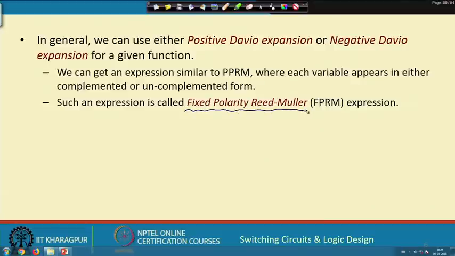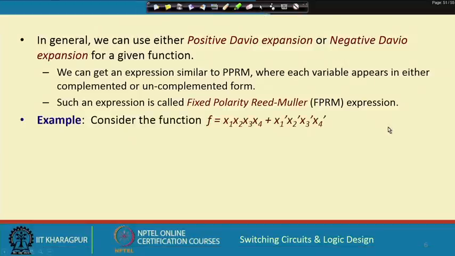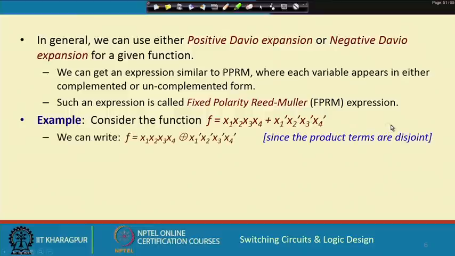expansion. Here we can use a combination of positive Davio and negative Davio kind of expansions, where as I said each variable will appear in either complemented or uncomplemented form, but not both. Okay. Let us take an example. Take a function like this, where there is a term x1 x2 x3 x4 and there is a term x1 bar, x2 bar, x3 bar, x4 bar. Let us try to arrive at a mixed kind of a Reed-Muller expansion for this.